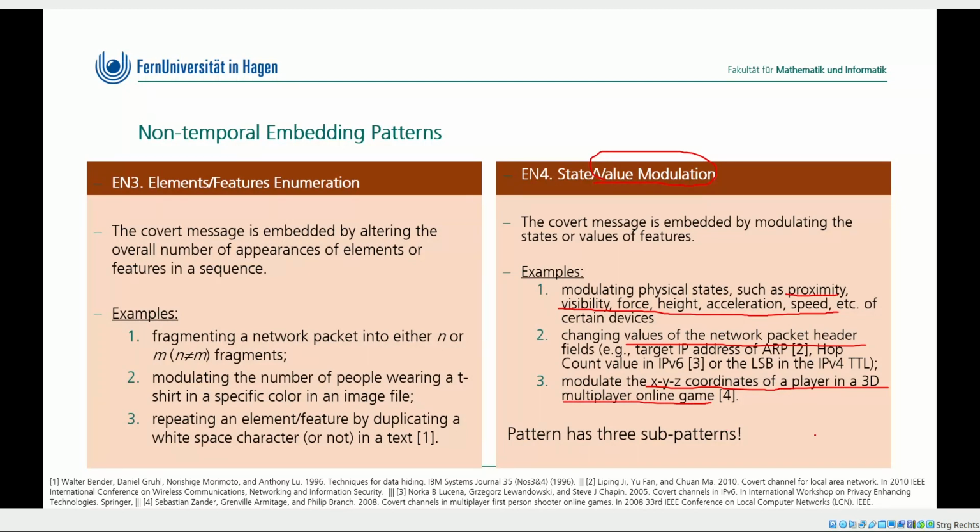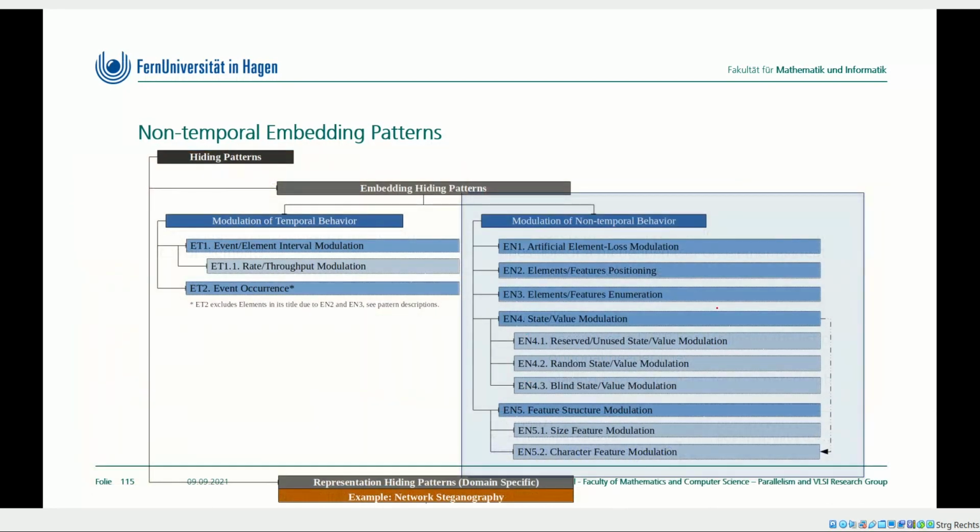Please refer to the paper. They are rather simple, so I won't go through them here, and they are also, if you go back, listed here. So it's what you have already seen, basically. Reserved, unused, and random value patterns is the same concept, and blind is just blind overwriting. And same for the next pattern, which is feature structure modulation, where we have the original size modulation plus a new one, which is character feature modulation. But this is really easy to understand if you look at the paper, which I will link in Moodle.